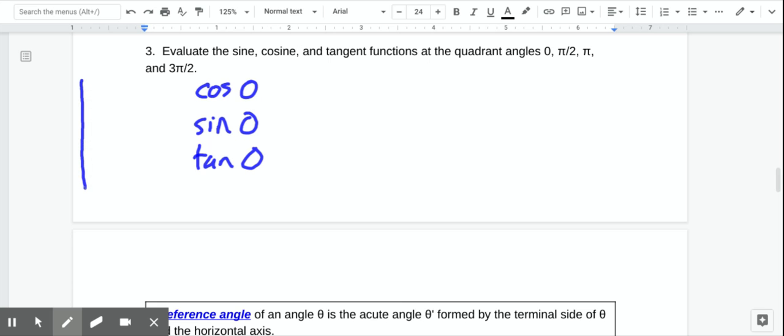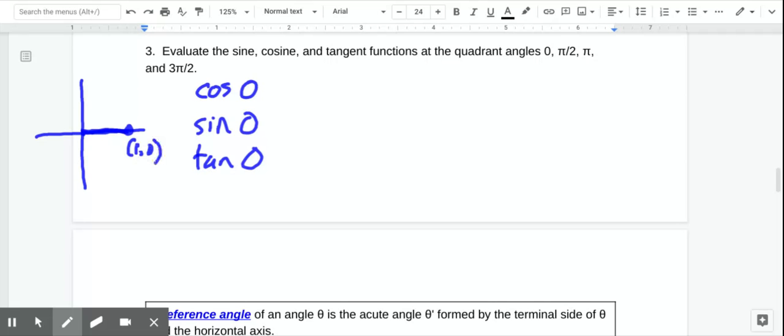Now, the problem is at 0 degrees, we can't really draw a triangle there, okay? So what I want you to do is just pretend that we can. I'm going to just put a point there. We'll just make it a really simple point. It is going to be the point 1, 0.